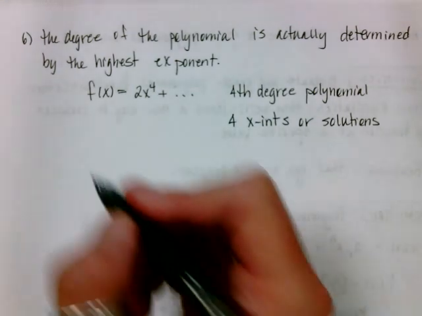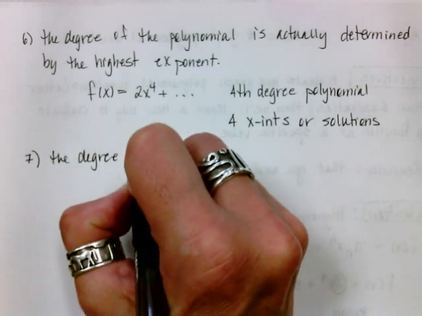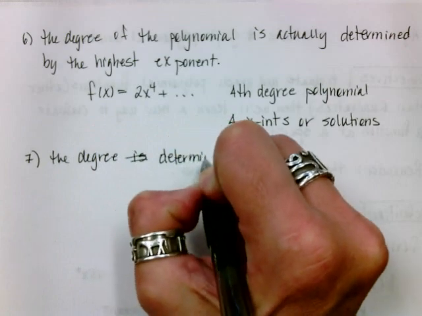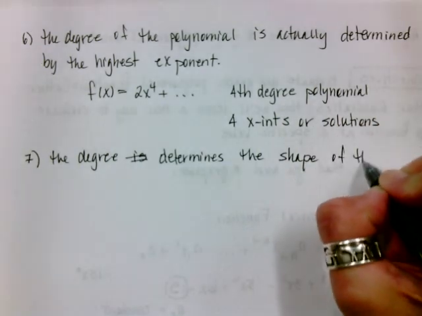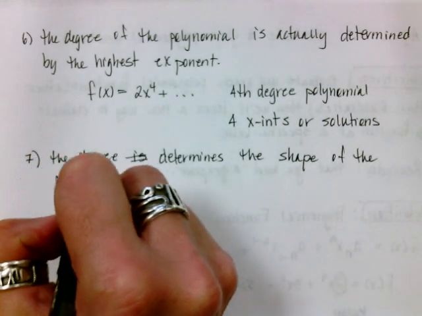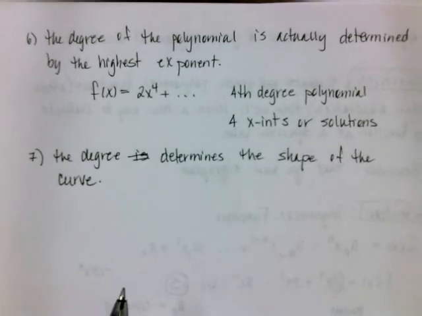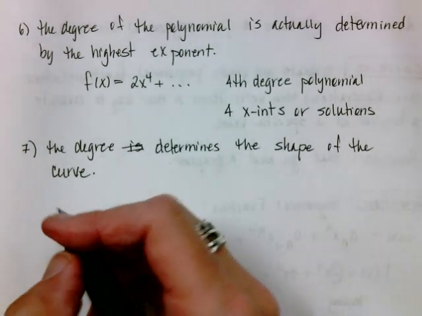The degree determines the shape. I'll give you an example of this in a little bit, but for right now I'm just going to tell you that the degree determines the shape of the curve. And a straight line is still considered a curve, so it doesn't necessarily mean that it always has to be curvy. Now let me show you just some additional information about several polynomials.